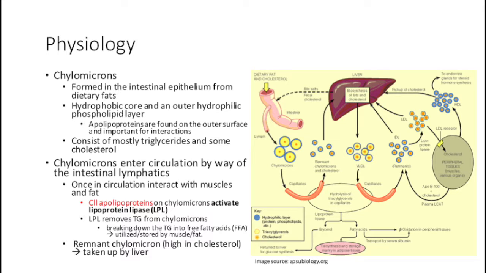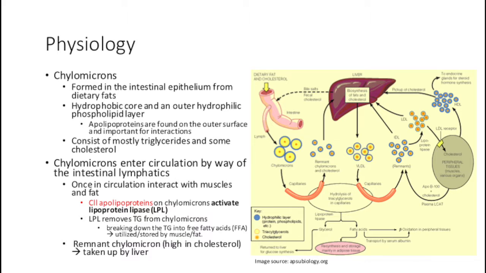The lipo and apolipoproteins on the chylomicrons can activate lipoprotein lipase, and LPL removes triglycerides from chylomicrons, breaking down the triglyceride into fatty acids, which can then be utilized by muscles, fats, and other tissues. Now we have a remnant chylomicron, which is high in cholesterol, and that is then taken up by the liver.